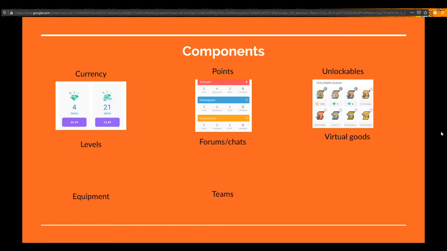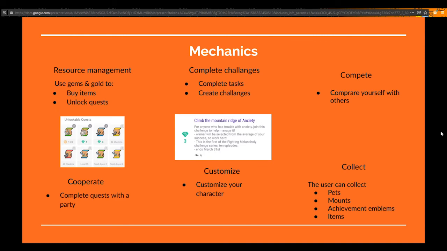There are also unlockables, forums, chats, currencies. Then the mechanics, basically the way they interact. The user can manage his resources, using gems and gold to buy new items, unlock new quests, and complete challenges. Basically, the main challenge of the app is to complete all the tasks you have proposed to yourself. And you can also join challenges that other people create.